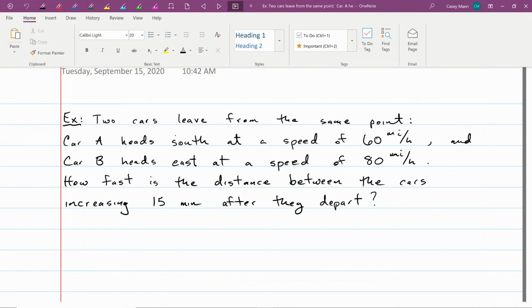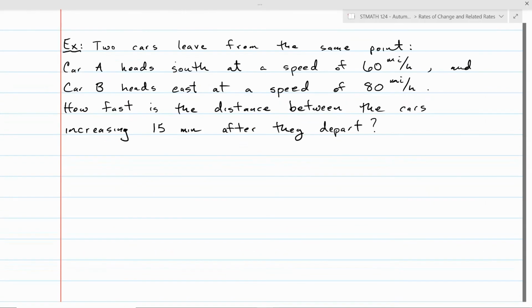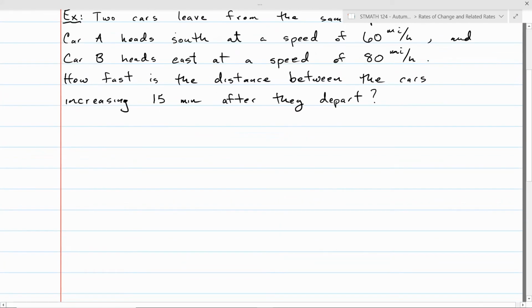Let's have a look here at another problem. In this make-pretend problem, 2 cars are taking off from the same point and at the same time. Car A goes south at 60 miles per hour and car B heads east at 80 miles per hour. Then I want to find out how fast the actual straight line distance between the cars is increasing 15 minutes after they depart. So let's draw a little picture of what's going on here.